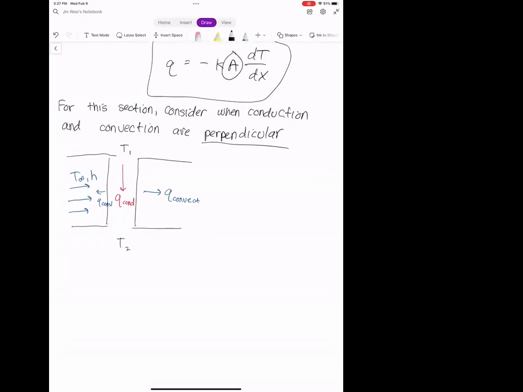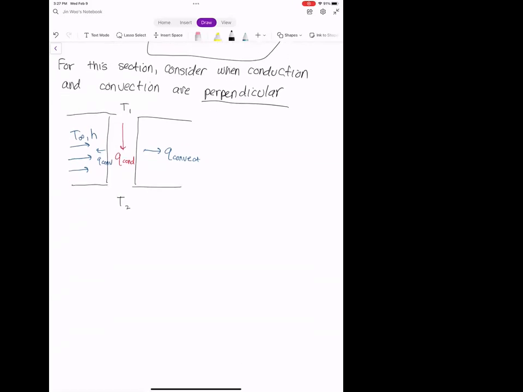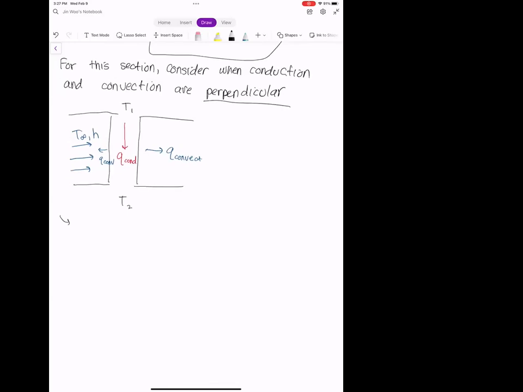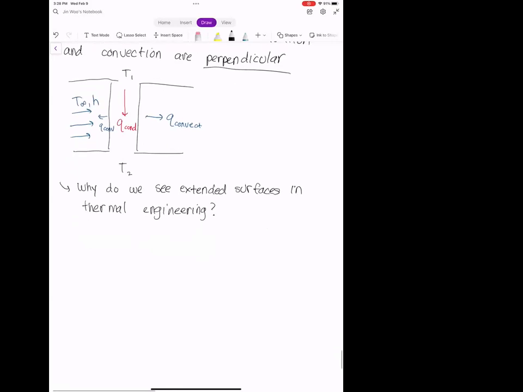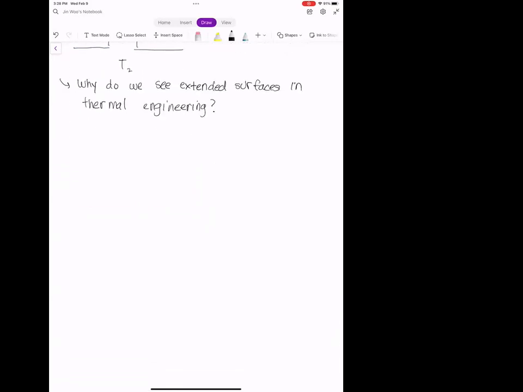And so that's the mathematical and physical principle behind what we're going to discuss in this unit. But what's the practical implication? Where do you see these kinds of extended surfaces? And in fact, why do they even exist? To answer that question, I'm going to draw two situations for you.